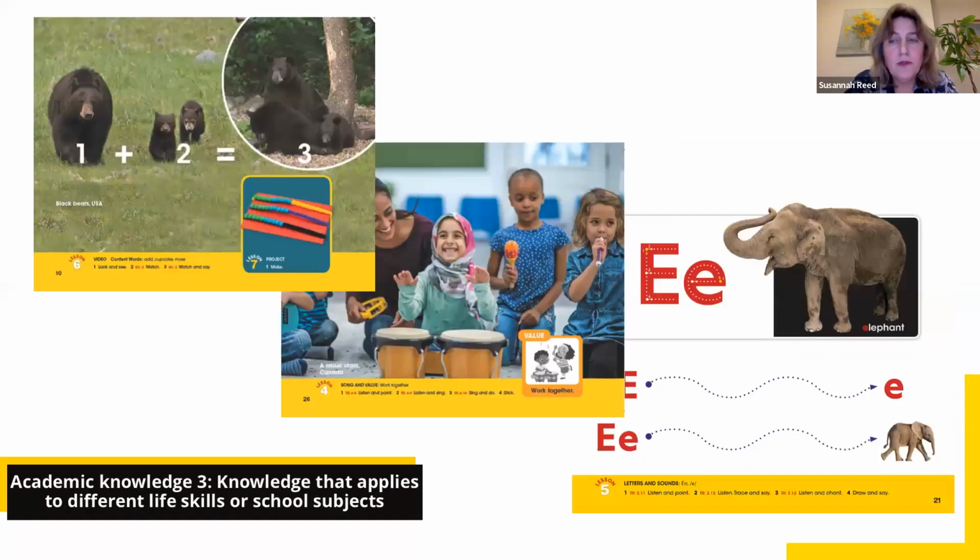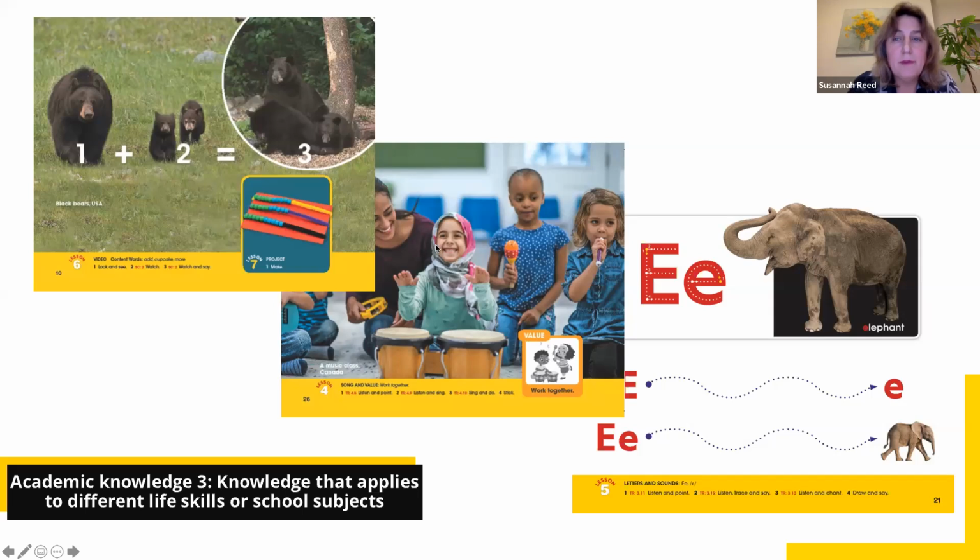Or they might have a common preschool fascination about the dinosaurs that once ruled the earth. Academic knowledge is also knowledge that applies to different life skills and the school subjects that teach these. So in the examples in the previous slides, we've already had some science, social science, environmental science, art, and history topics. But for example, students will also be learning math skills, such as how to count and add up.